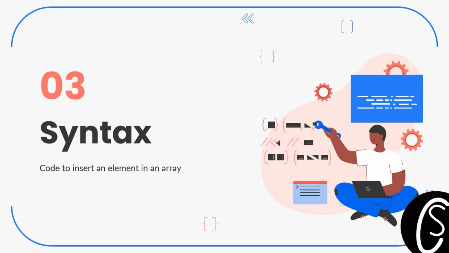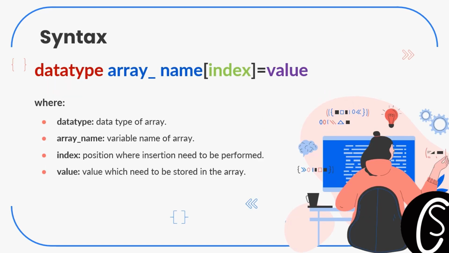Now let's explore the syntax for inserting an element into an array. The syntax for insertion is shown in the slide and it's simple, akin to assigning a value to a variable. First, we declare the data type of the array, accommodating any valid data type in the C programming language. Next, the array name, serving as its identifier, is assigned a memory address.